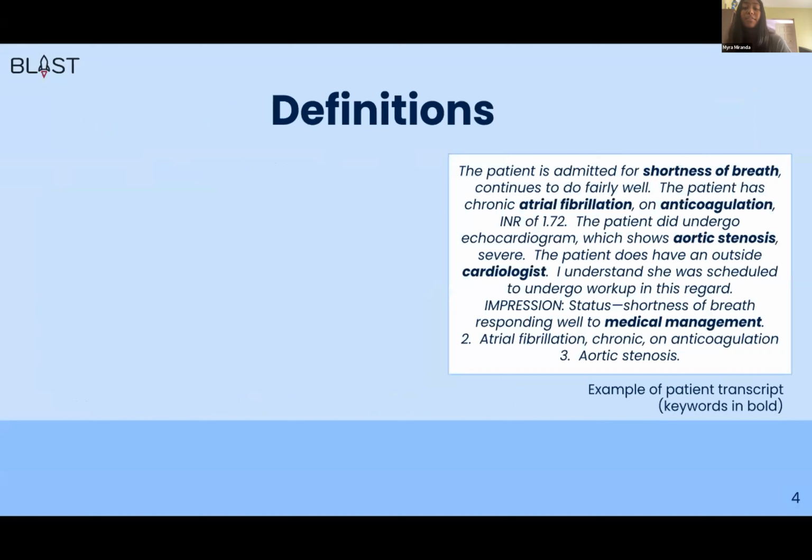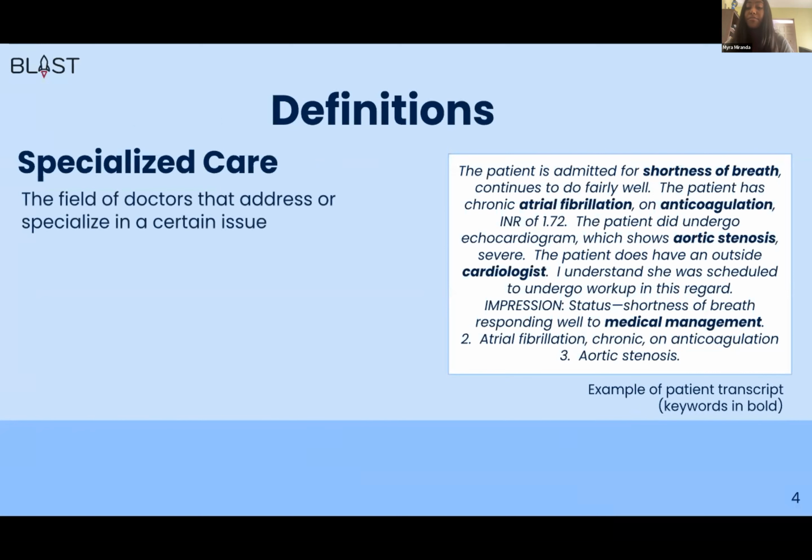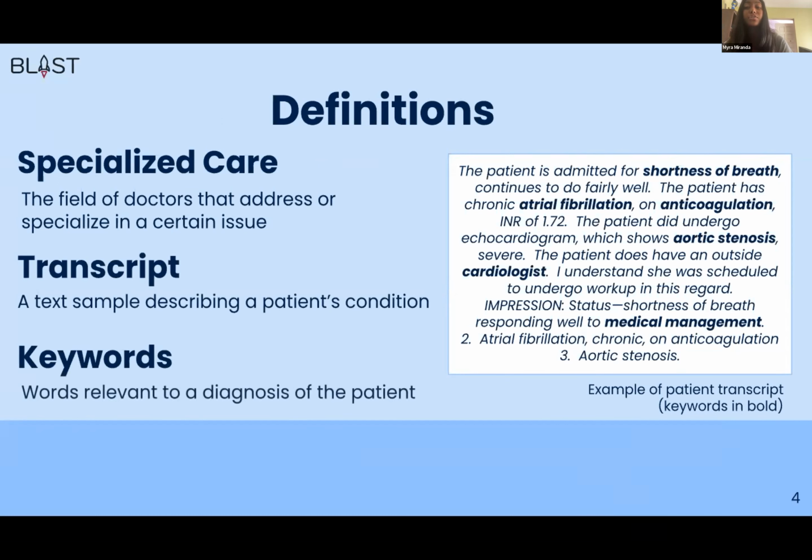Now, here are some definitions you'll need to know going forward. Specialized care is the field of doctors that address or specialize in a certain issue. The specialists we included in our algorithm are radiologist, general surgeon, urologist, orthopedist, neurologist, and gastroenterologist. Next, transcripts are text samples describing a patient's condition, and keywords are words relevant to the diagnosis of a patient. The figure on the right is an example of a patient transcript with the keywords in bold.